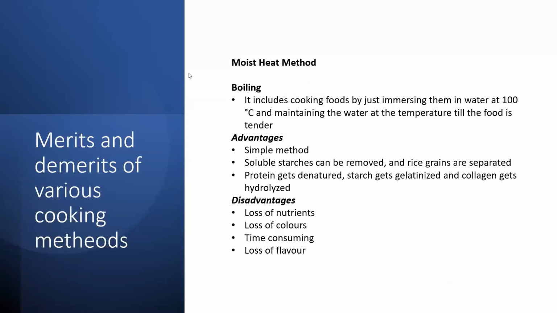Under moist heat method, boiling includes cooking food by immersing it in water at 100 degrees Celsius and maintaining the water at that temperature till the food is tender. So we will see what the advantages are. Actually, boiling is a simple method. Here, soluble starches can be removed and rice grains are separated. Here, the protein gets denatured, starch gets gelatinized, and collagen gets hydrolyzed. So these are some advantages of the boiling method, and we will see the disadvantages. It includes the loss of nutrients, colors, and flavor, and also it is a time consuming process.